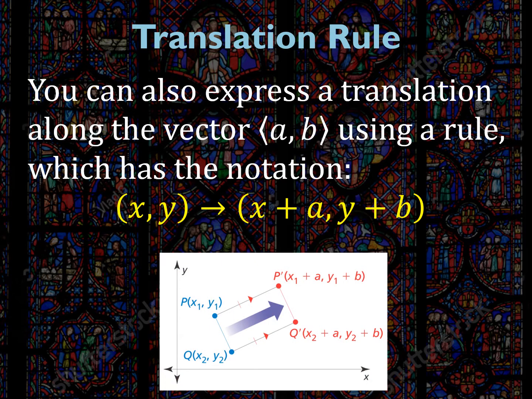So here's a translation rule. You can express a translation rule along the vector (a, b) using a rule with this notation. So x basically becomes x plus a, y becomes y plus b. So a can be negative, so it might be movement to the left if it's negative a. b might be negative, which means you're going to move down. So if it's positive, it's going to move to the right or up. If it's negative, it's going to move to the left or down. So this is a shortcut way to express a translation along a vector. You take each x component and change it by a, take each y value, change it by b.